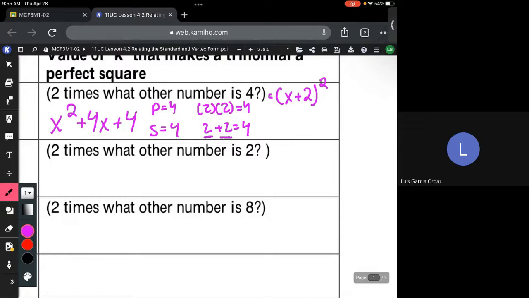Because our two brackets are going to be, one of them is x plus 2, because we use 2, and the other one is x plus 2. So this is my answer, my factored answer: x plus 2 to the power of 2.